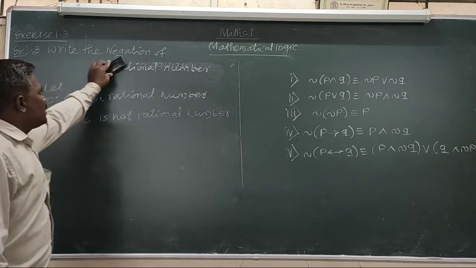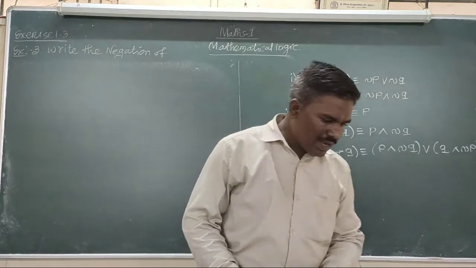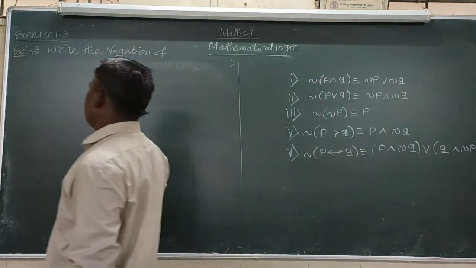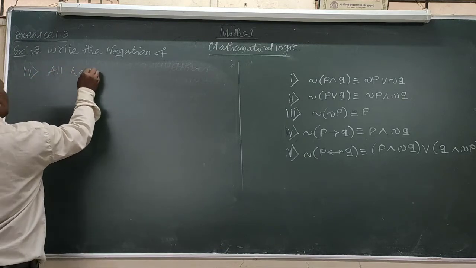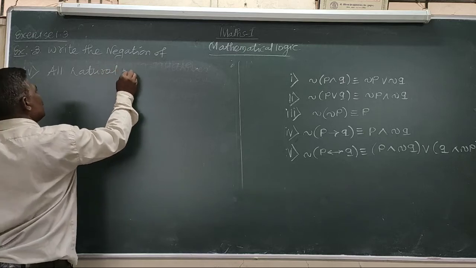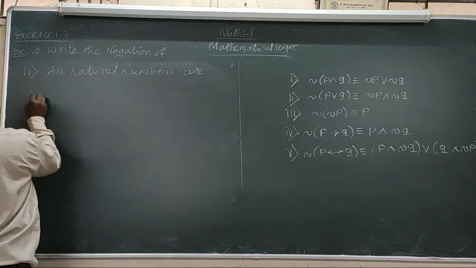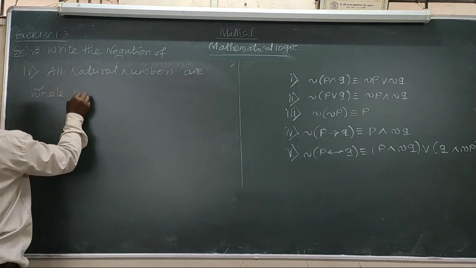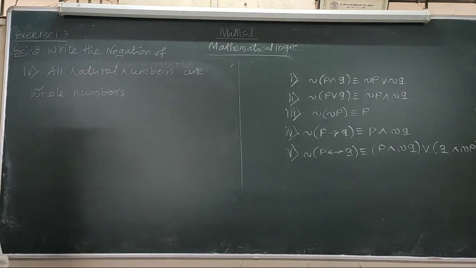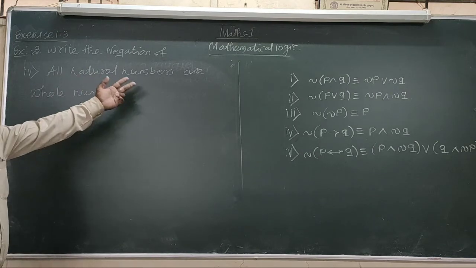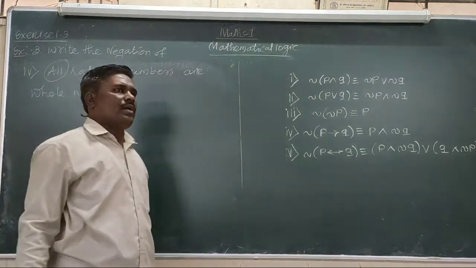Next example. Fourth example: all natural numbers are whole numbers. See here, observe the example. All natural numbers are whole numbers. Therefore, these all represent the quantifier.